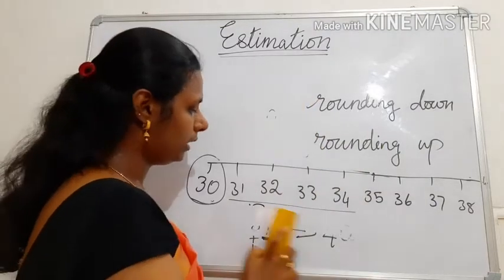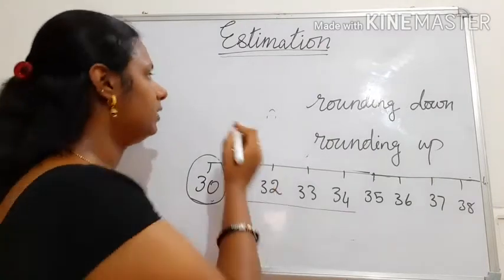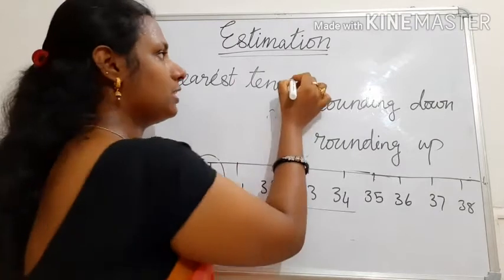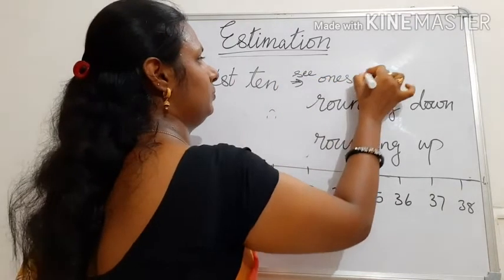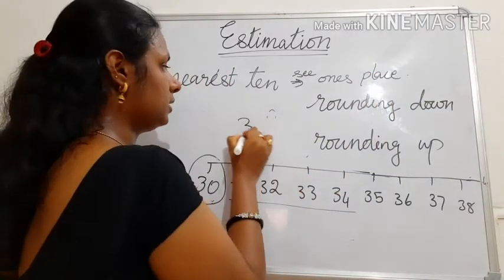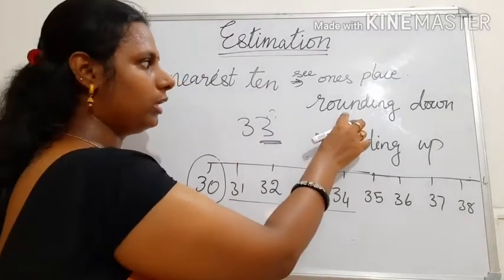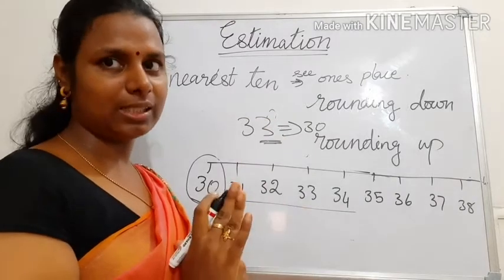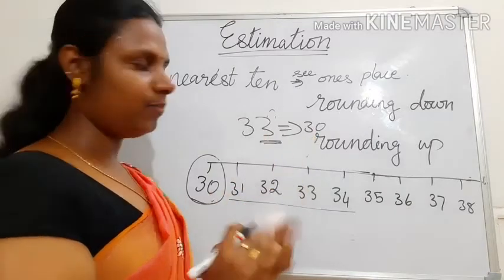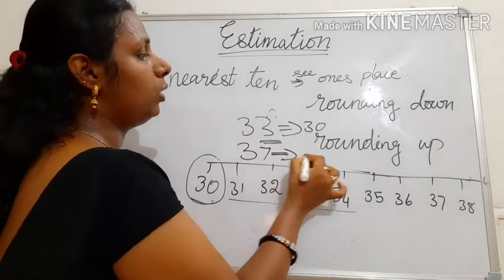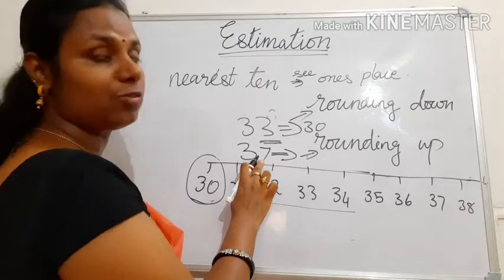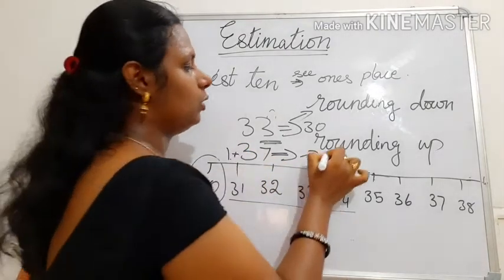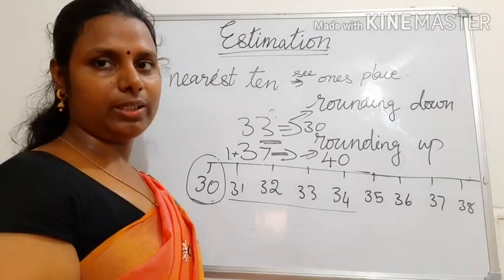What is rounding down, what is rounding up, I hope you understood. If they are talking about nearest to 10, you have to see ones place. If it is 33, you see ones place 3, that is less than 5. That means rounding down. Instead of 33, you are going to say 30. You will leave ones place and say, instead of 33 you will say 30. If it is 37, that is rounding up. This is rounding down, this is rounding up. This is 5 or greater than 5, you will just add 1 in tens place, you will say 40.